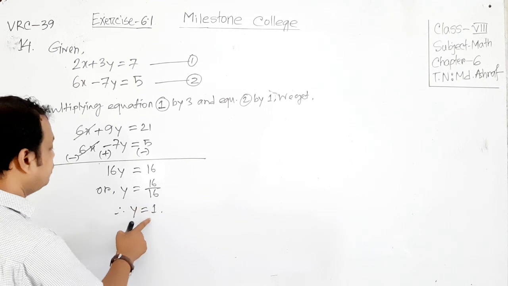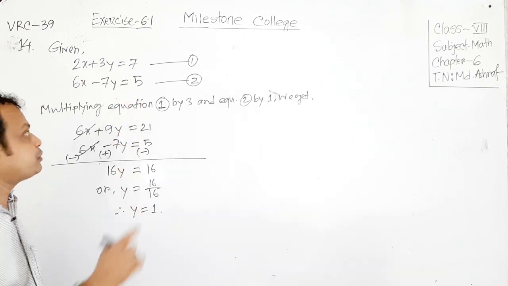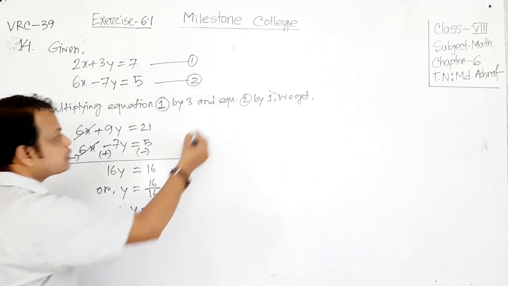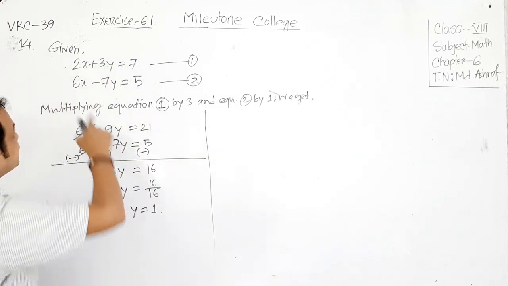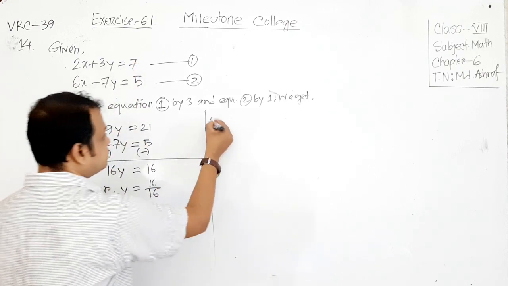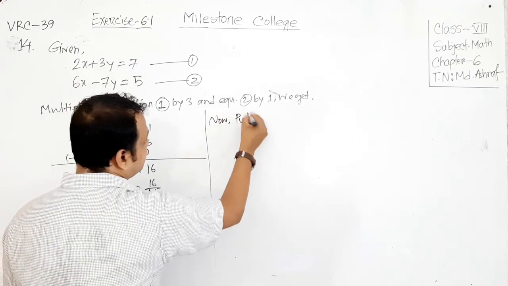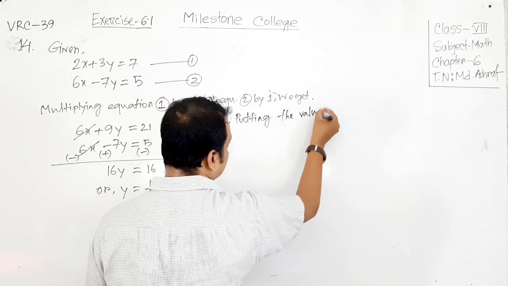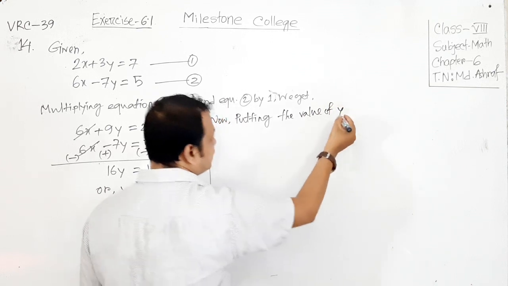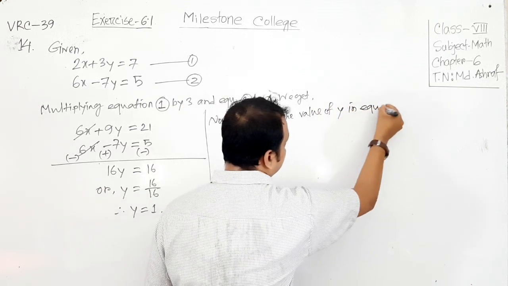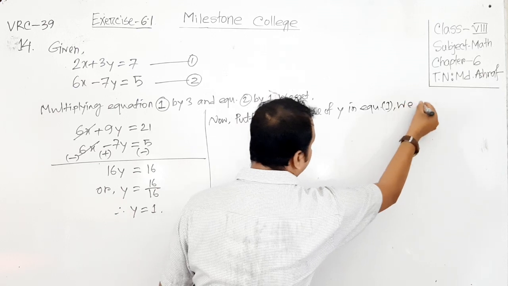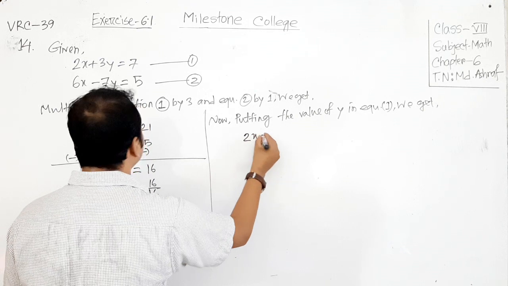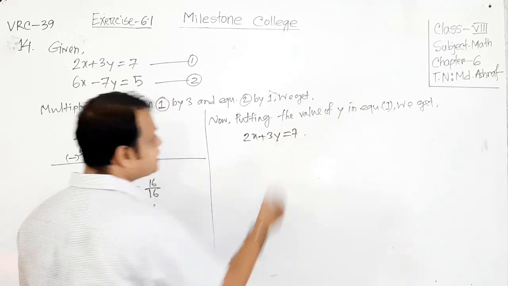Now put the value of y in any one equation. We can put the value of y in equation 1, or in equation 2 also. So I think it's better to put it in equation 1. Now putting the value of y in equation 1, we get, so you can write the equation first, 2x plus 3y equals 7. So this is equation 1.